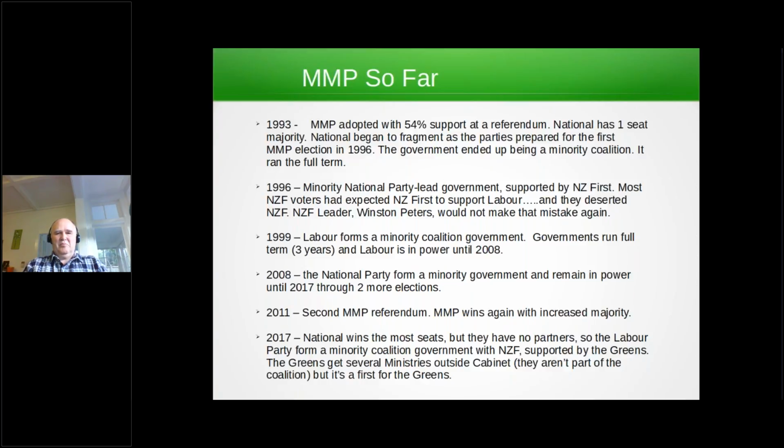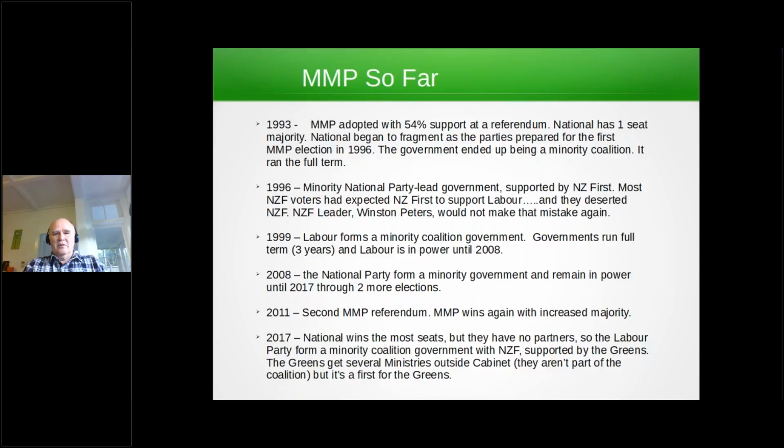People wanted time to prepare for that MMP election. So in 1996, the minority National Party-led government was the result, supported by New Zealand First. Winston Peters, he had 18 MPs off 13% of the vote, crashed through, absolutely, probably the largest result for one of the non-two major parties ever under MMP. He had ministers in cabinet and was deputy prime minister.